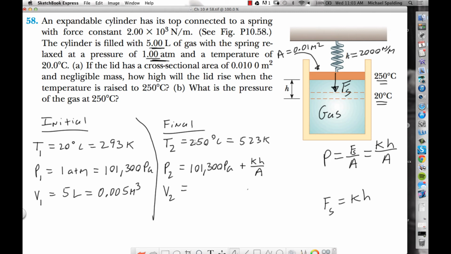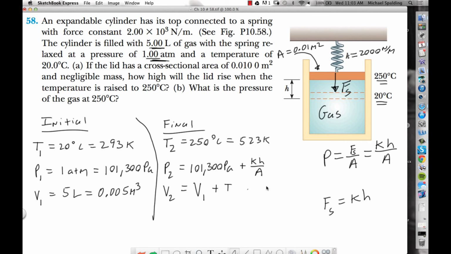All right, now let's look at volume. What is V2 going to be? Well, V1 was this shaded area right here, right? That's where the piston started. V2 is this whole thing. So what can we say about V2? V2 is going to equal V1 plus the increase in volume. Okay? Are you guys following this?